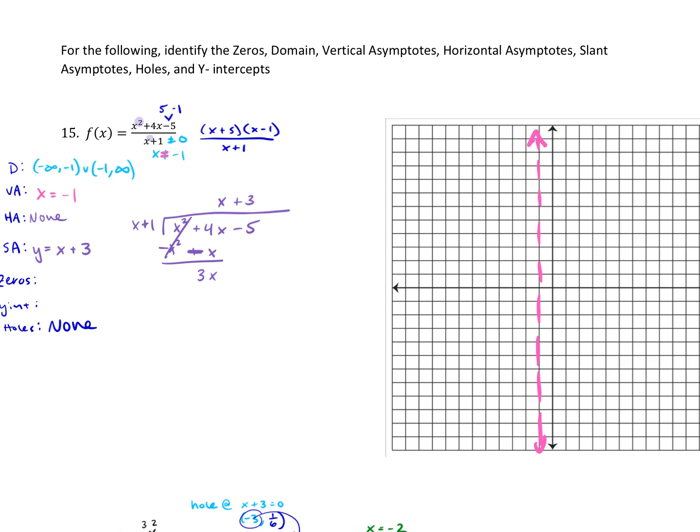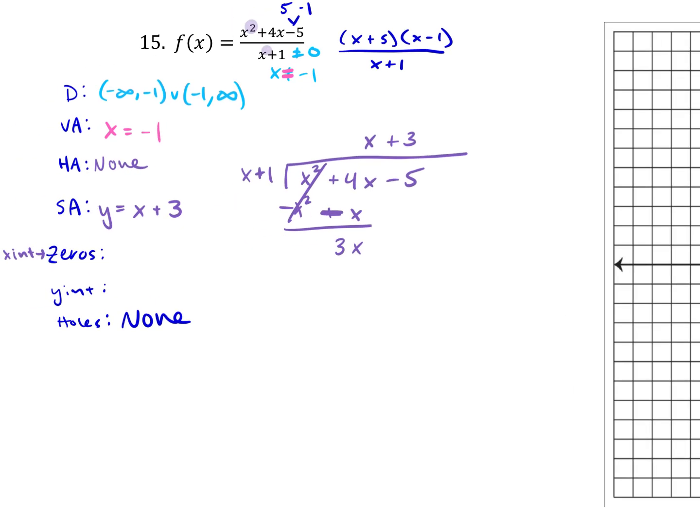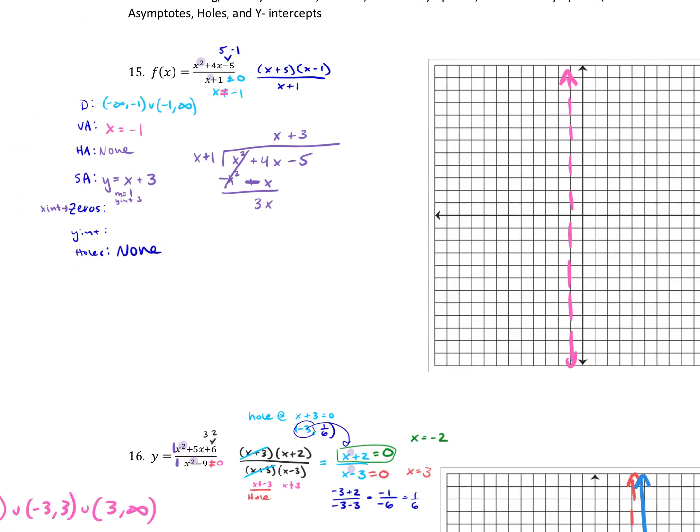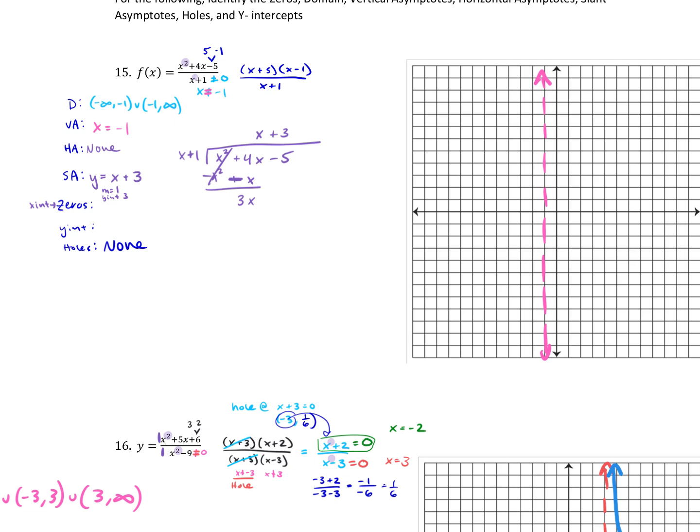And our slant asymptote is a line, x plus 3. So what's our slope here? 1. And what's our y-intercept? 3. So I'm going to start by graphing my y-intercept. I'm going to put a point at 3. And we're going to go up 1 to the right 1, up 1 to the right 1. I'm going to put a few points just so I can draw my line. So that would be my slant asymptote.